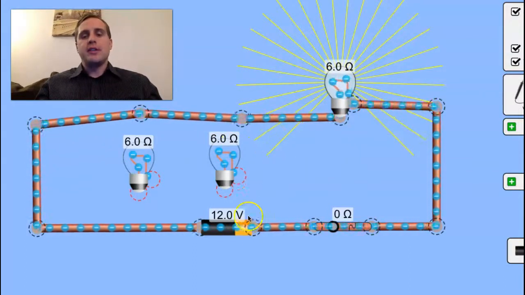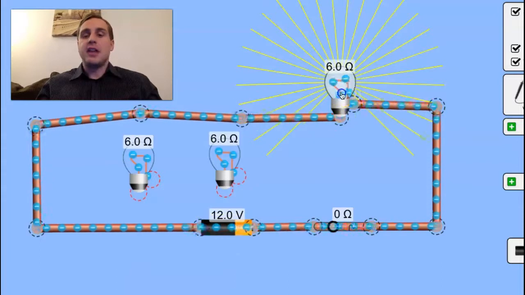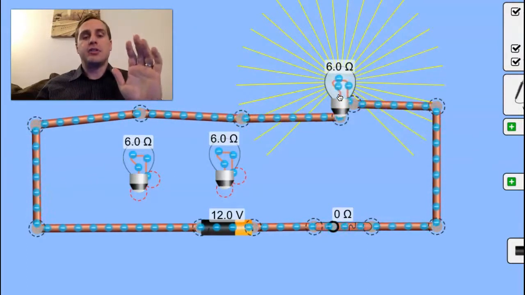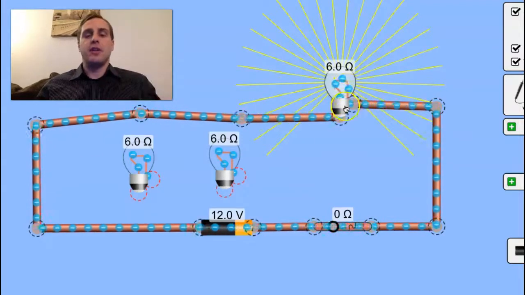Now notice, these are physical devices. This looks like a Duracell copper top battery, if you like. This looks like an incandescent light bulb. But remember, an incandescent light bulb, we know that to be an electrical resistor. So again, a resistor resists electric current flow.